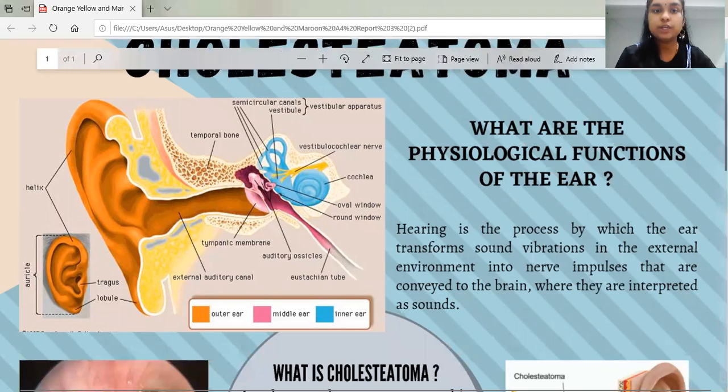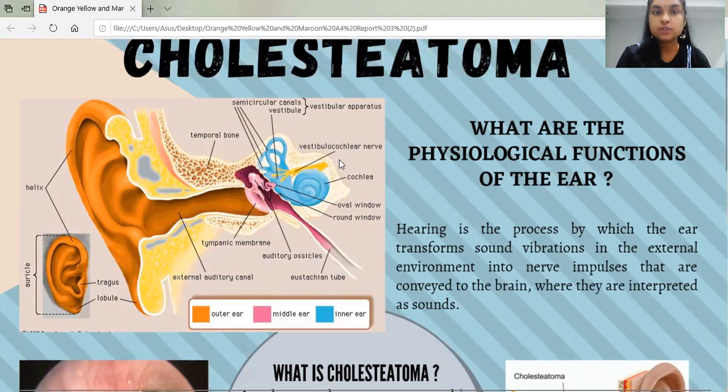The ear is divided into three main parts, starting from the inner ear, which consists of semicircular canals, vestibule, which are classified under vestibular apparatus, vestibulocochlear nerve, cochlea, oval window, and round window.